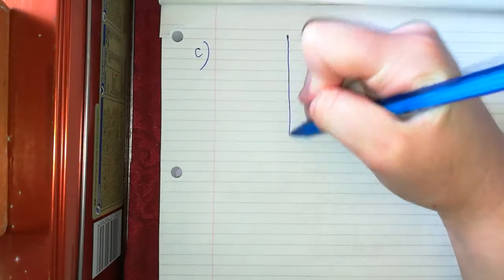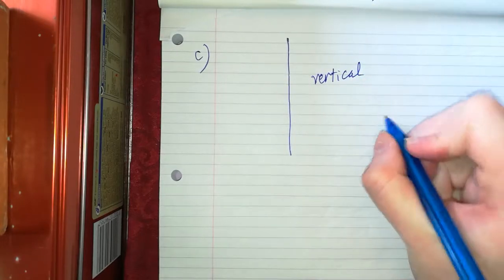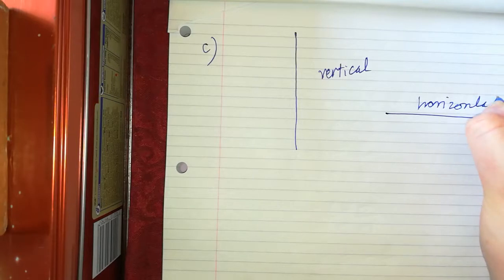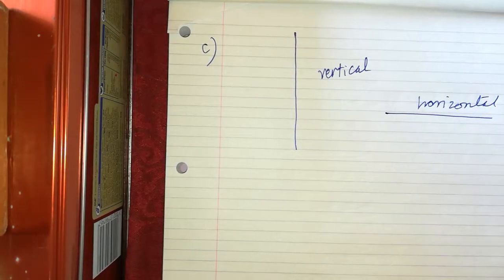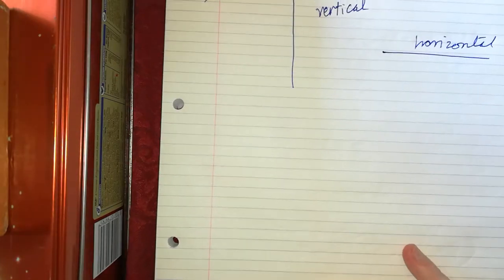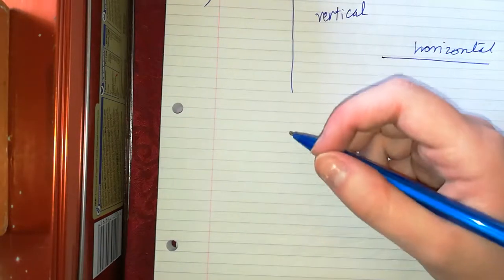And then we're told we have another part C. The line L is a vertical line. So vertical just means straight up. If a line was horizontal, it would just be straight across. It cuts the line y equals x minus 3 at the point A.